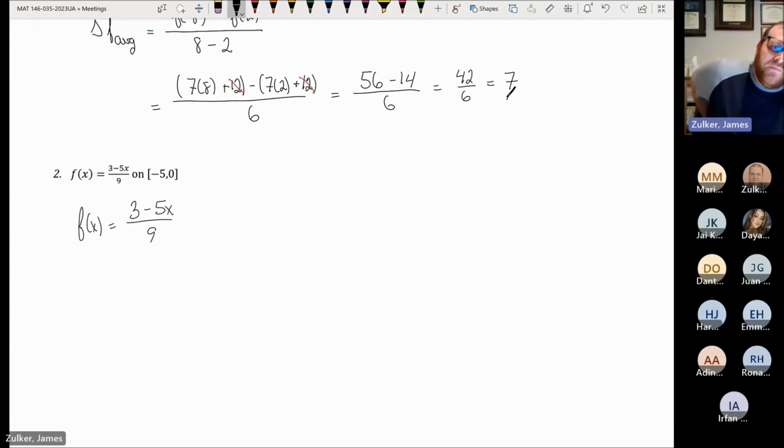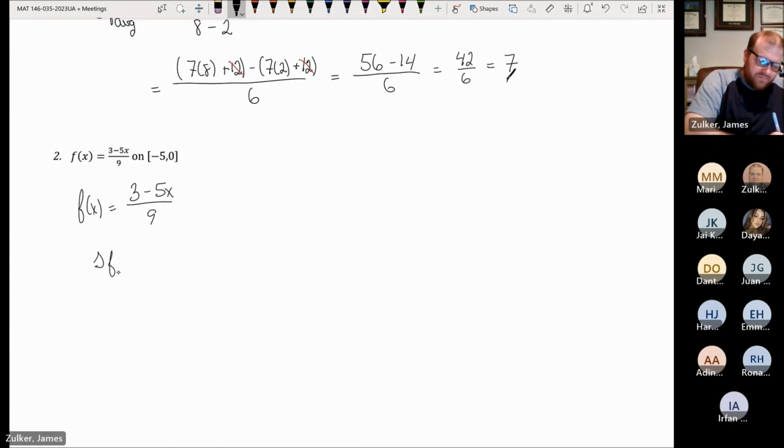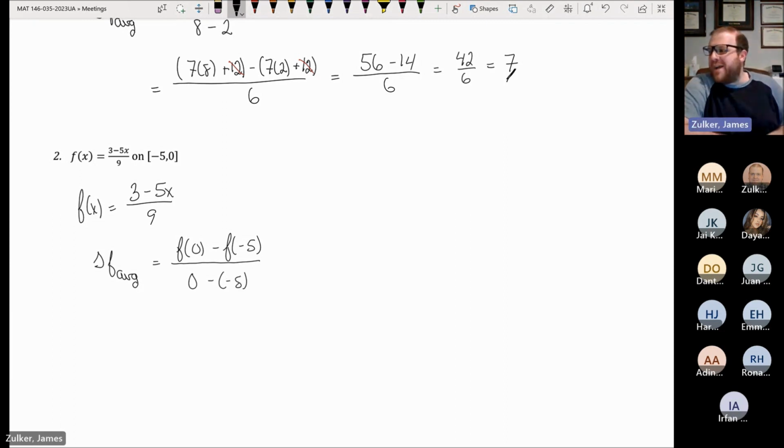f of x, so it's a bit bigger. f of x is 3 minus 5x over 9. We're on the interval -5 to 0. f of 0 minus f of -5 over 0 minus -5.